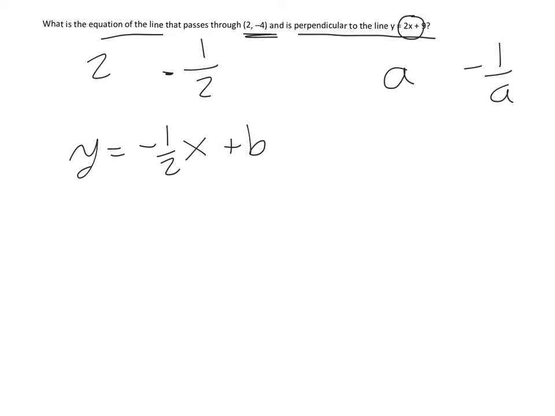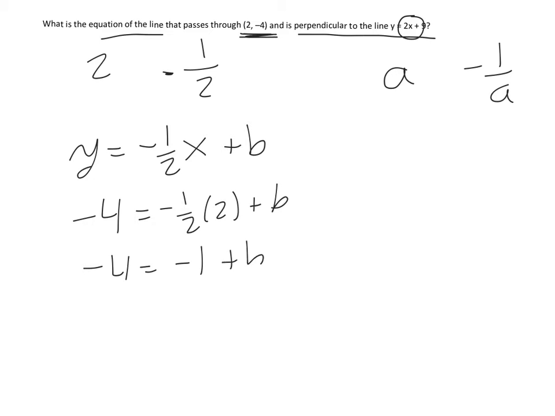But we also know it passes through (2, negative 4). So again, we can plug in 2 and negative 4. So y is negative 4 and 2 for x. And we're going to solve for b. So negative 4 equals negative 1/2 times 2, which is negative 1, plus b. If I add 1 to each side, I get negative 3 equals b. So that means my equation is y equals negative 1/2 x minus 3.